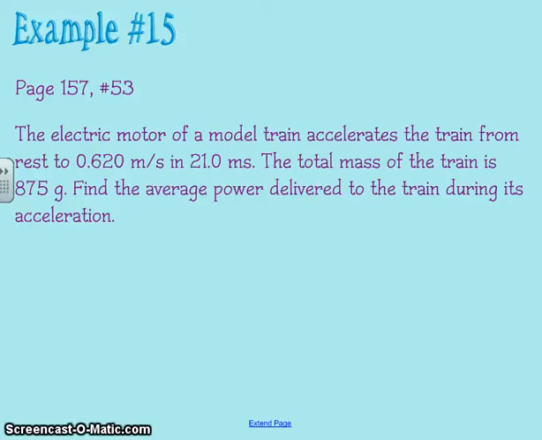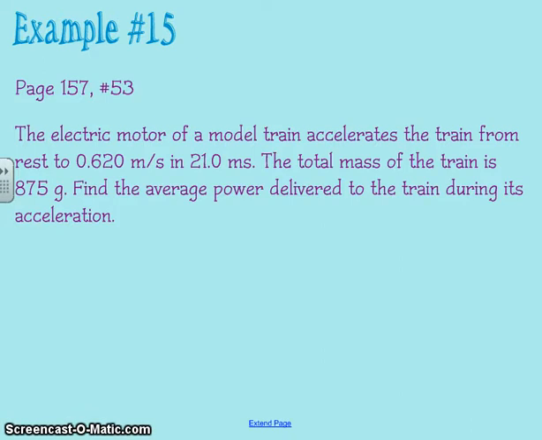So we're going to start with example number 15, problem 53. It talks about an electric motor on a model train accelerating the train from rest to 0.62 meters per second in 21 milliseconds. We are given the mass of the train, and we want to know the average power delivered to the train during its acceleration.